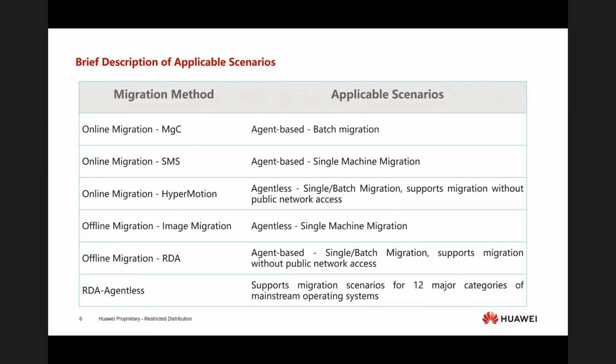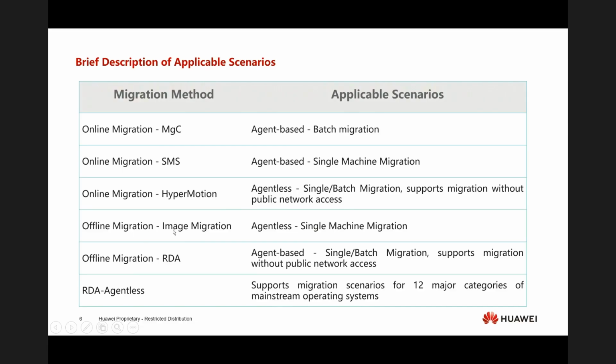This is a summary of all the migration methods and application scenarios. Migration Center is used when we can do batch migration and the client is able to accept agents, the installation of agents on the VMware side. SMS is almost the same, but for single machine migration; forget about the batch. HyperMotion is a third party, and it also promotes agentless. It supports batch migration, and we can migrate without public network access.